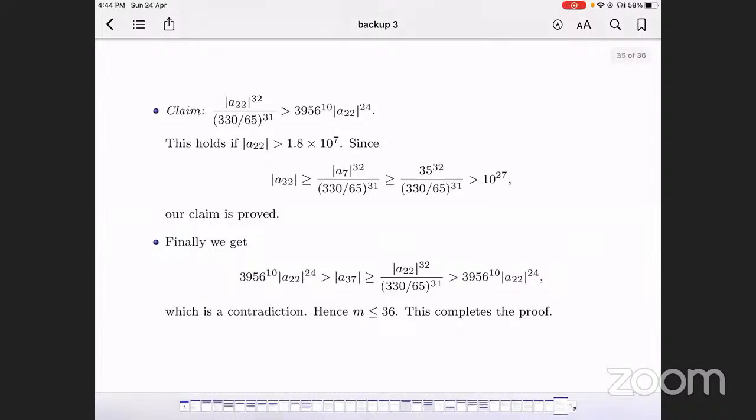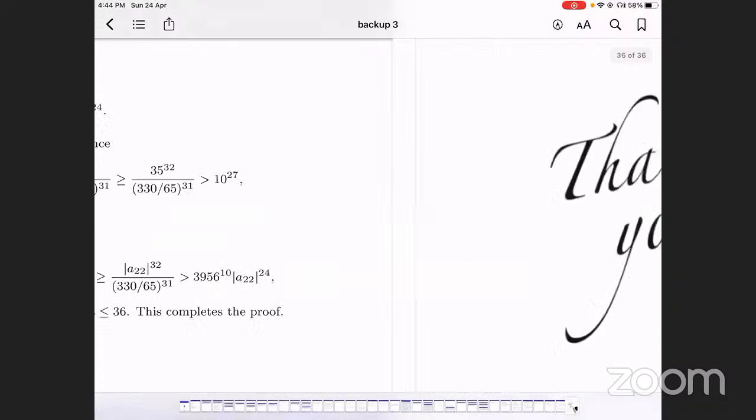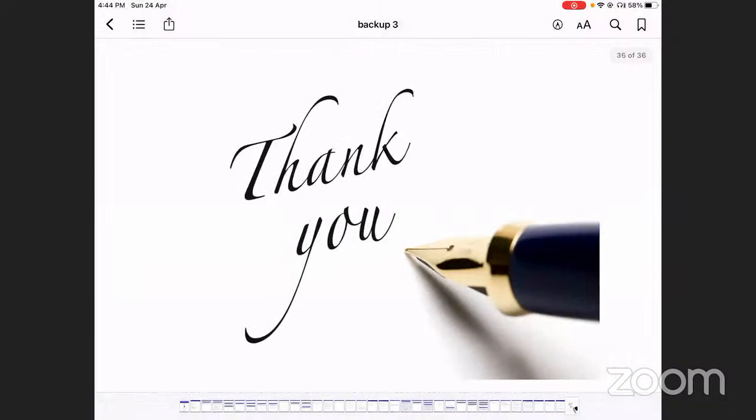So finally we can get this inequality, which one can easily see is a contradiction. So hence m is greater than or equal to 36. So this completes the proof. Thank you for your attention.